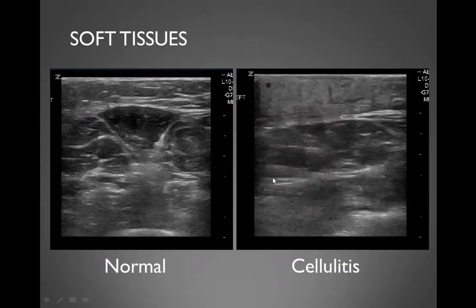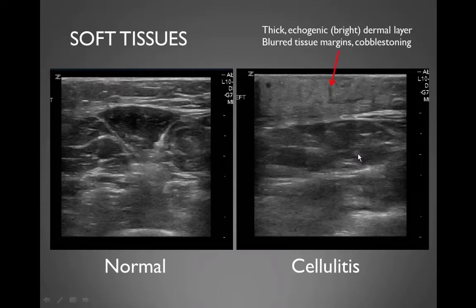Now in contrast, here's cellulitis. We don't really see good borders between dermis and sub-Q. We've got this kind of thickened, brighter area. This is cellulitis. We see some muscle down here. And this is what you might see in a soft tissue infection. Now there's no abscess here, there's nothing to drain here, but this is what you might see with cellulitis.